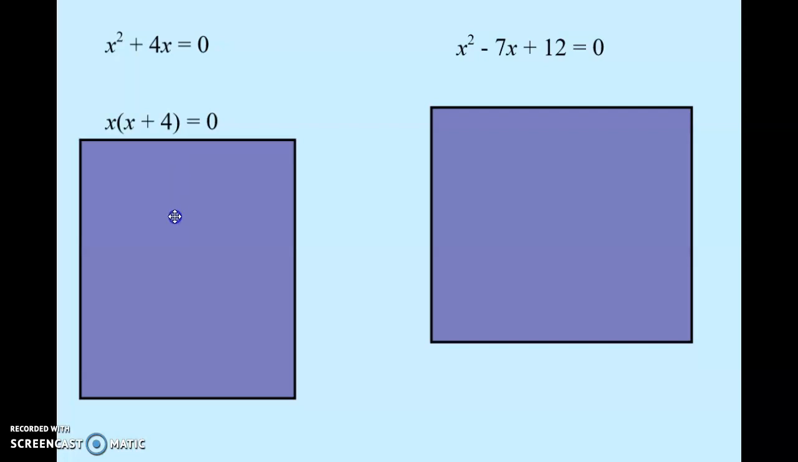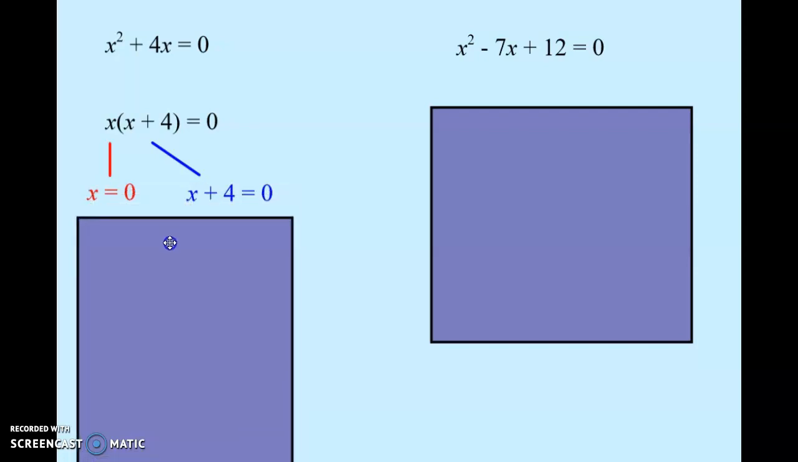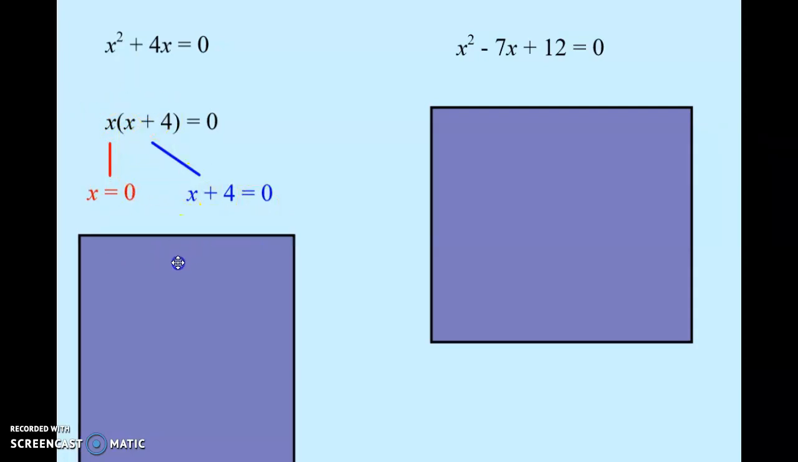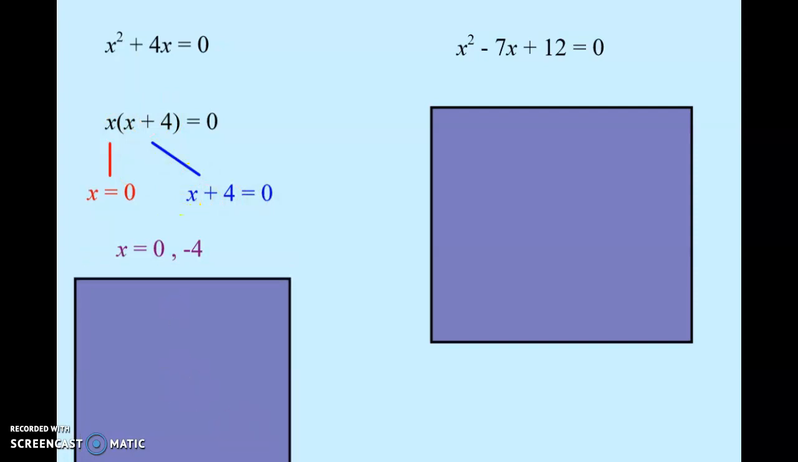Again, I'm going to do the same thing. I'm going to separate it because either the first factor, the x, has to equal 0, or the x plus 4 has to equal 0. So my two solutions are x equals 0 and -4.